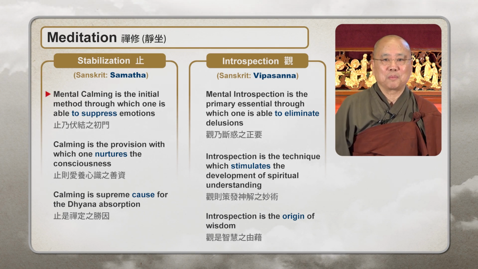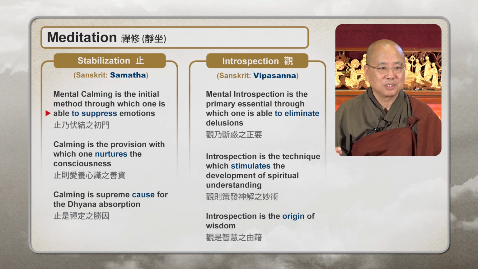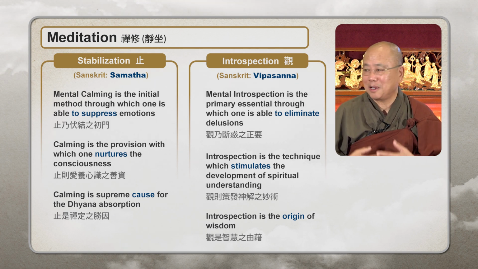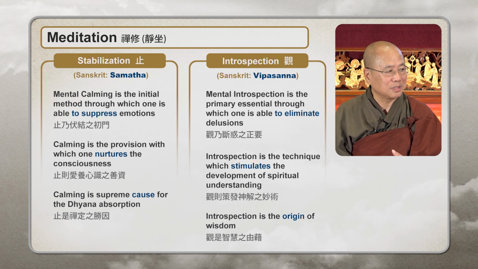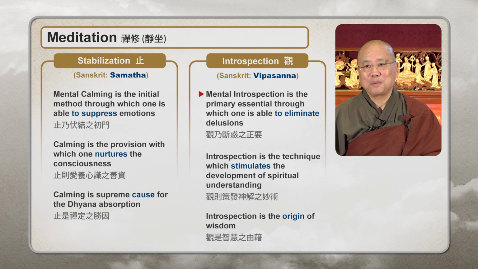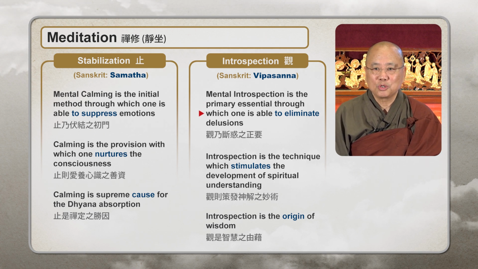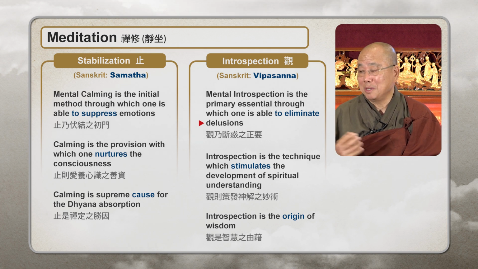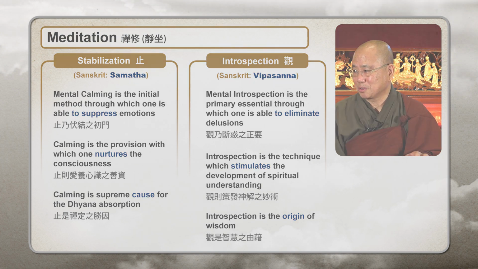And just to review very quickly, mental calming or stabilization is the initial method through which one is able to suppress emotions. So we have emotions, then you have to use calming down. You have to calm down, let go, so that you can get rid of your emotions. And then mental introspection is the primary essential through which one is able to eliminate delusions or to eliminate emotions. Calming down is just to calm down. You haven't eliminated the emotions.